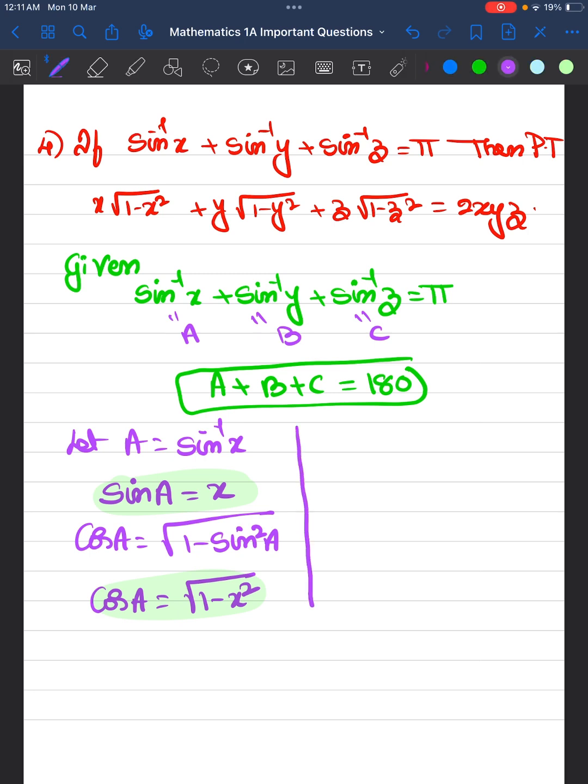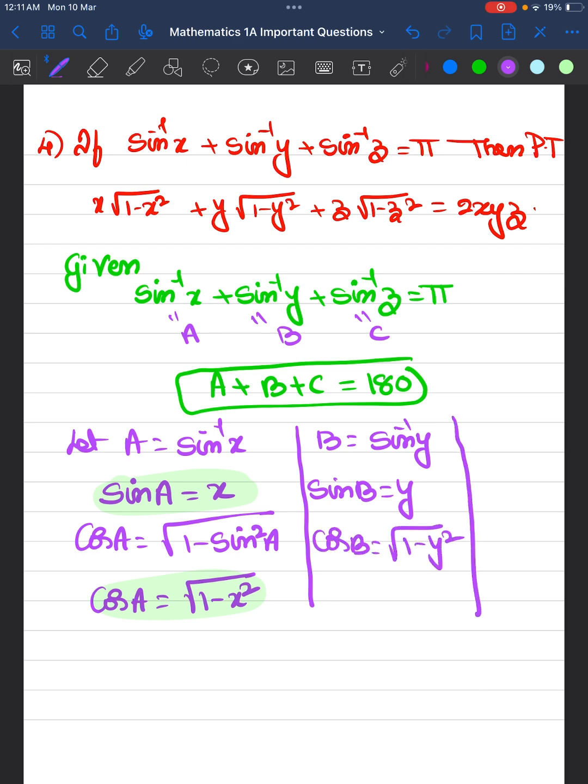Again we took the B value as sin inverse y. So sin B will become y. What is cos B? Root 1 minus y square. For C we took it as sin inverse z. So sin C will become z, and cos C will become root 1 minus z square. It's a very easy problem now. So we got the values. First we'll highlight them: sin B, and then we got sin C also. Sin C is z, cos C is root 1 minus z square.